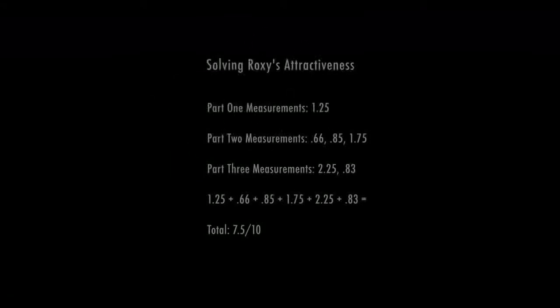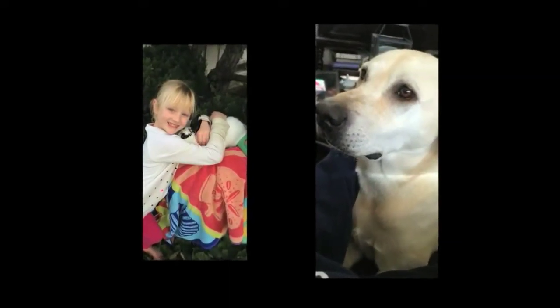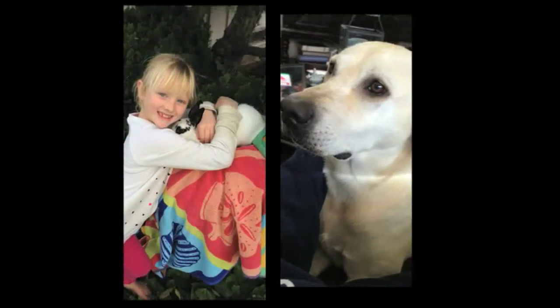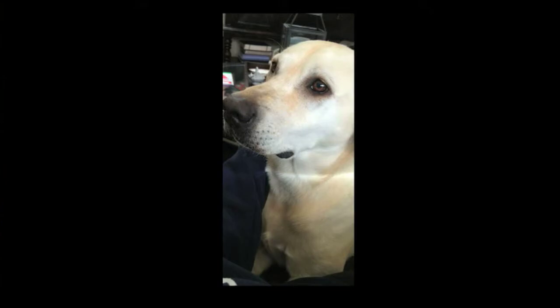Taking all the ratios from the different parts we measured, we add them all together and we get our final total out of 10. Madeline scored a 6.3 out of 10, while Roxy scored a 7.5. We measured Roxy the same as a human and she scored relatively higher. This makes us think that humans and dogs can use the same calculations to measure facial attractions.